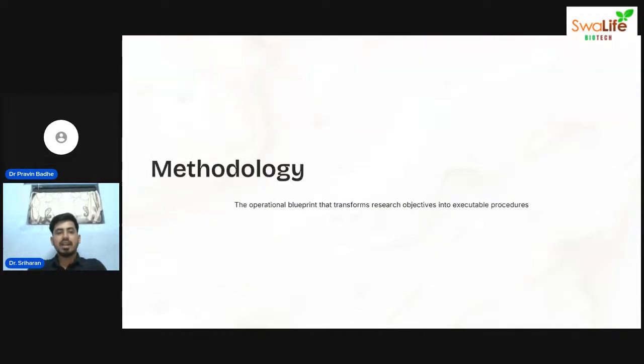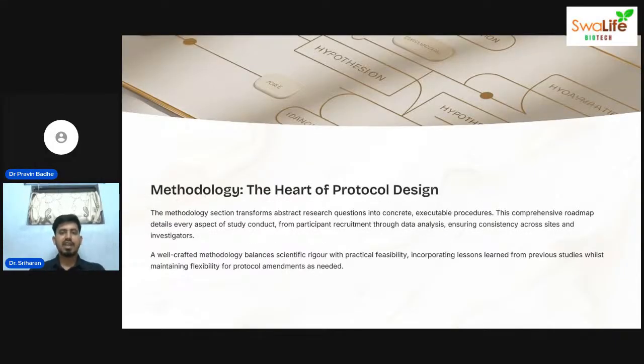Methodology. The methodology transfers our study objective into a procedural manner. So methodology is very important. Just as the heart is important in our body, in clinical research methodology is very much important. Methodology shows what study design you are taking and what study design fits your research. Your methodology says what study design is suitable for your research question. Likewise, the methodology is very much important.